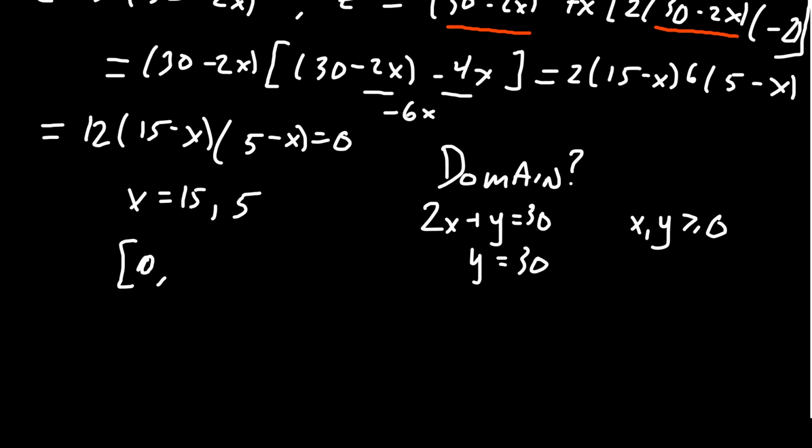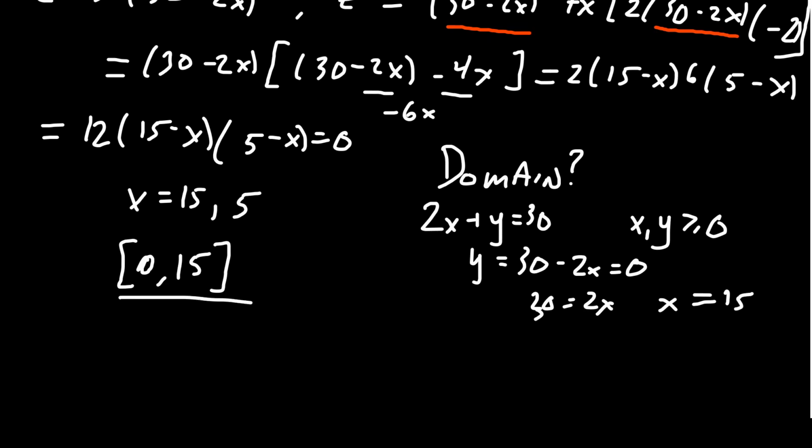30 minus 2x. Clearly, as x gets bigger, y will eventually get to 0. When does this thing equal 0? That happens when x equals 15. So the domain of this thing will be from 0 to 15. And you'll notice that 15 was one of our critical numbers.